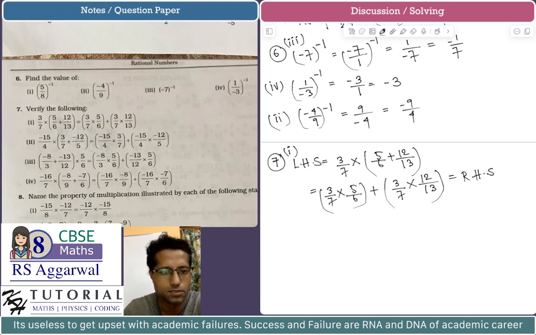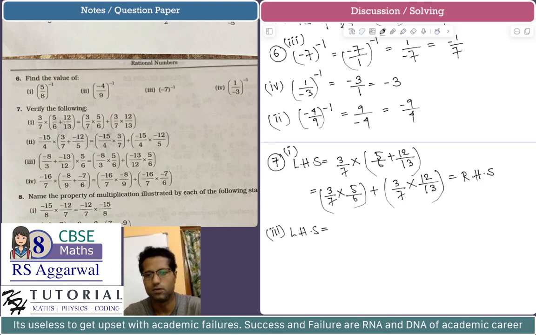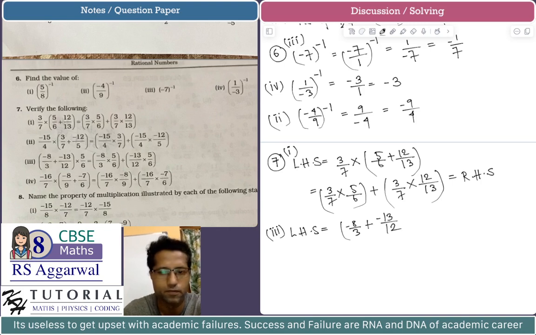Okay, let's do number 3. I will start with the LHS and prove that it is equal to the RHS. Now LHS is minus 8 by 3 plus minus 13 by 12, multiplied by 5 by 6.